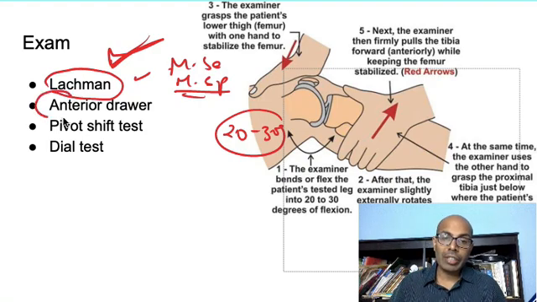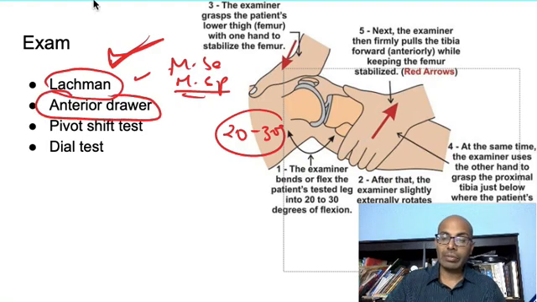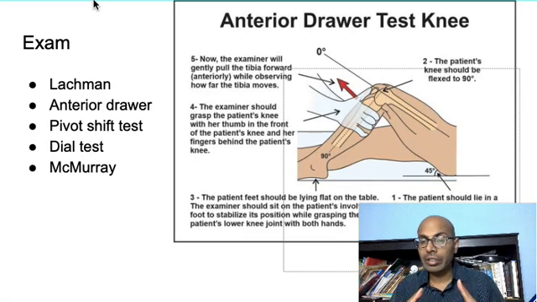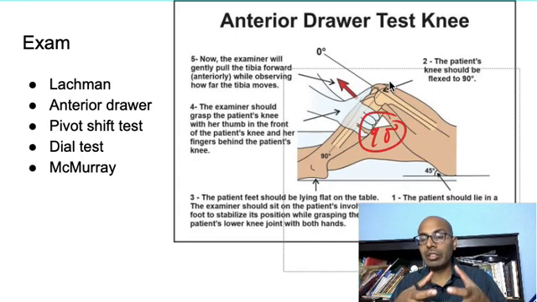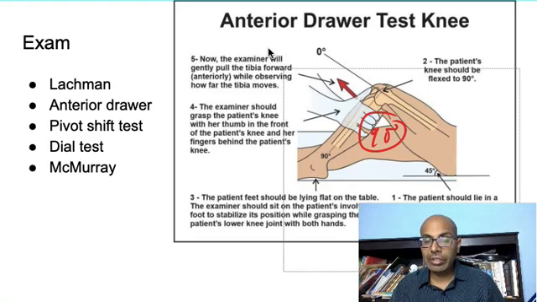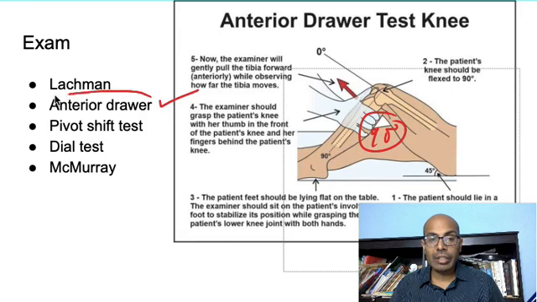The second test that can be done is called the anterior drawer test, which is more commonly seen in the textbooks and pictures, where the knee is bent to about 90 degrees, and the same thing is done. We try to translate the tibia over the femur, and this is less sensitive than the Lachman's test, but does work, and it is the second most commonly done test for anterior cruciate ligament injuries. So that is the anterior drawer test.